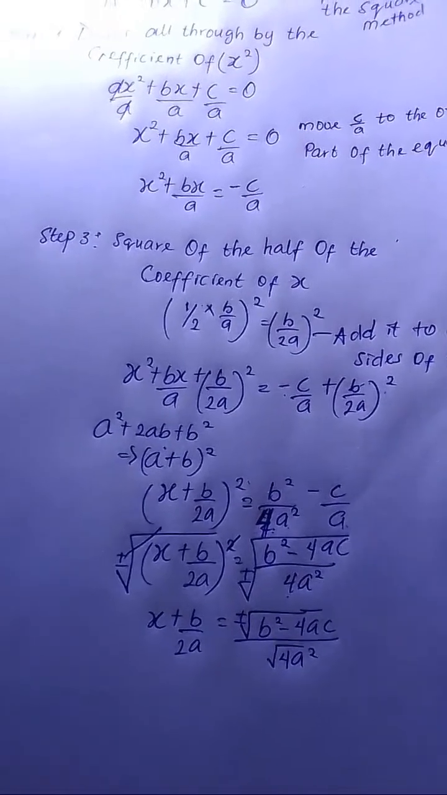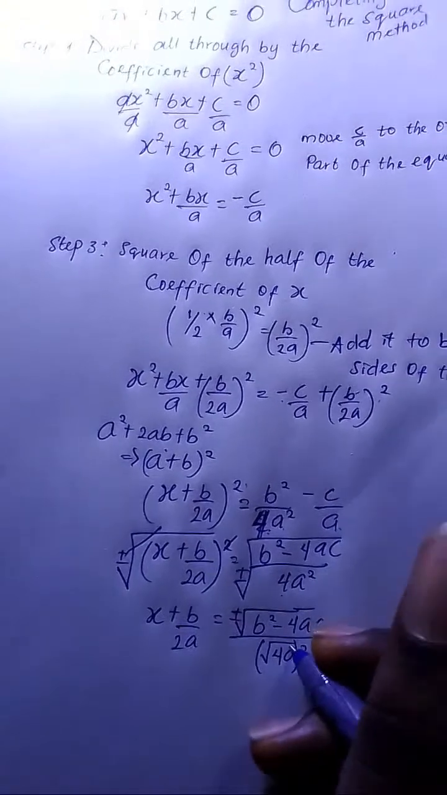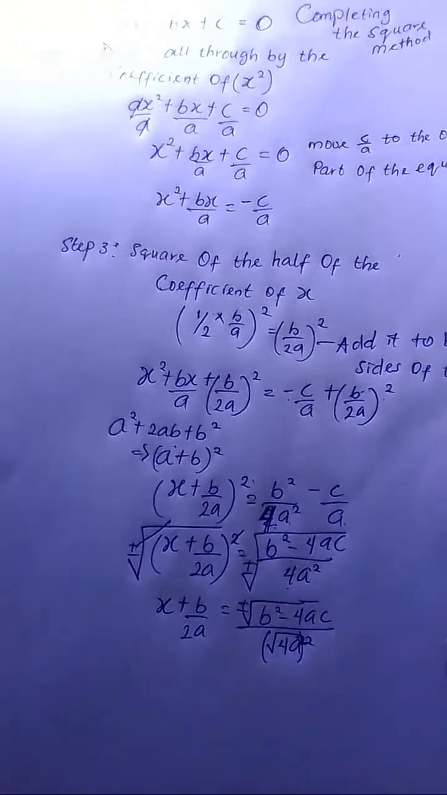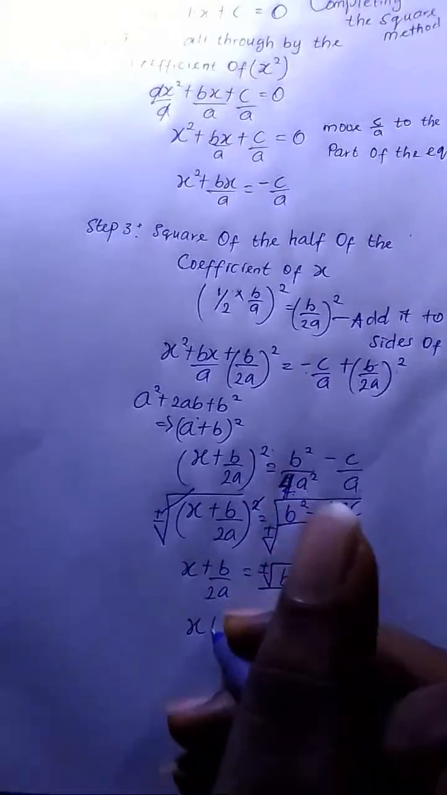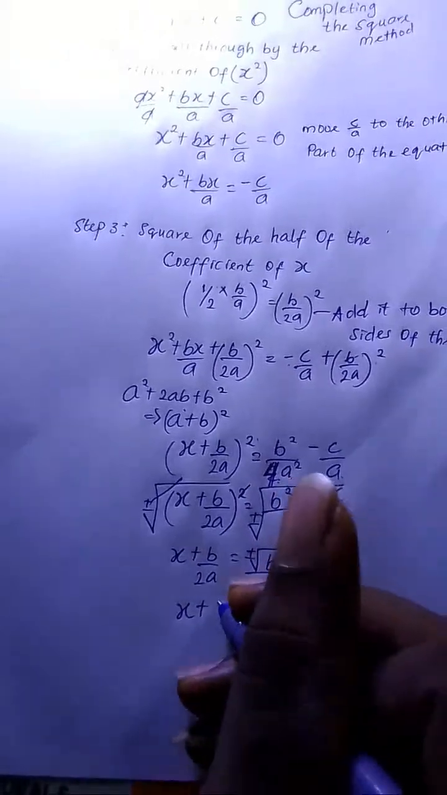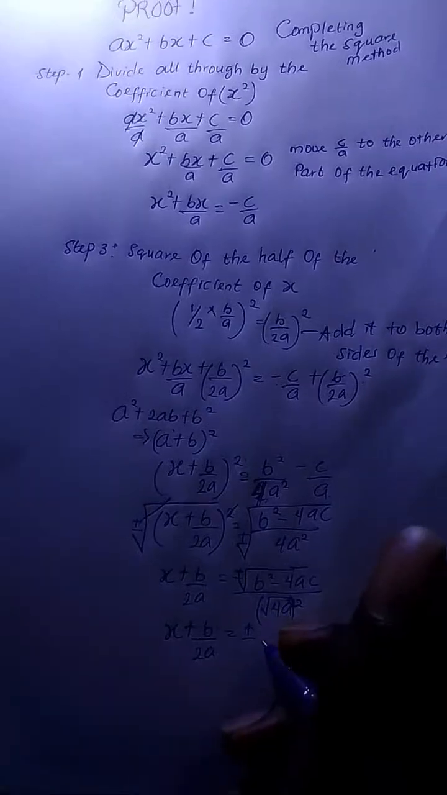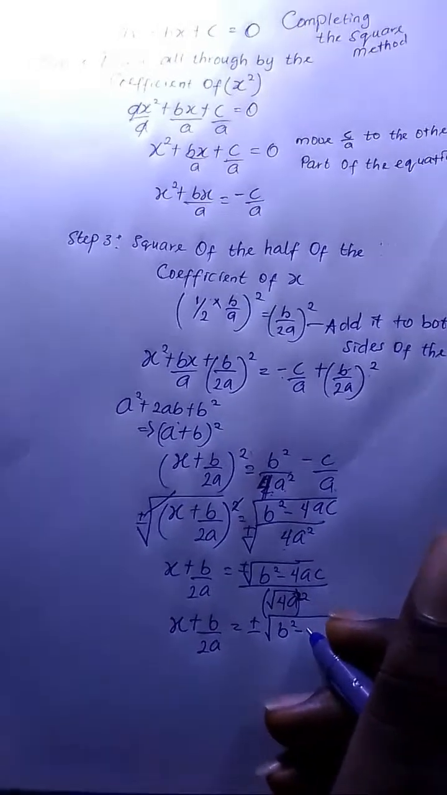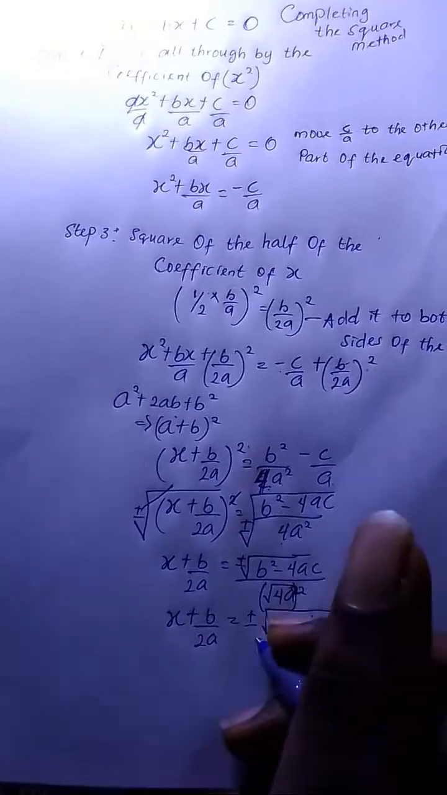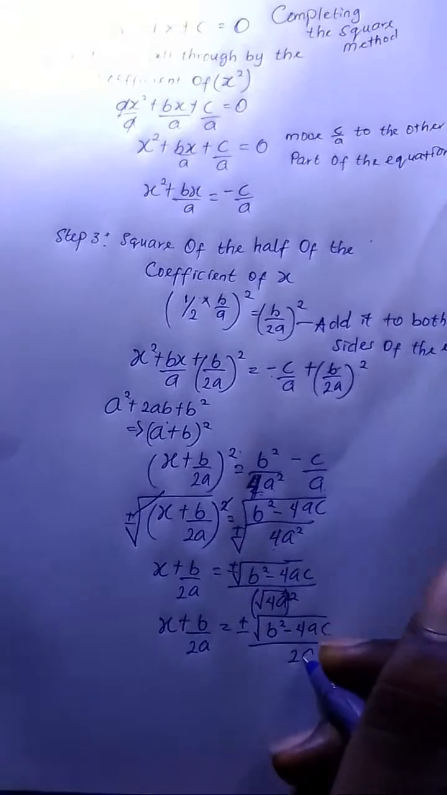So the next thing, from here 4a, the square root of 4a squared, right? So if the 4a squared is inside, we have our square root. So from here, what do we have? So from here we have x plus b over 2a equals plus or minus our square root b squared minus 4ac over, now the square root of 4a squared is giving us 2a, right?